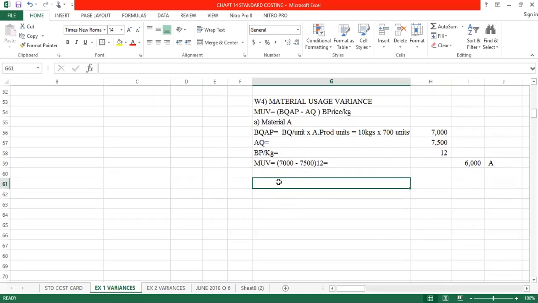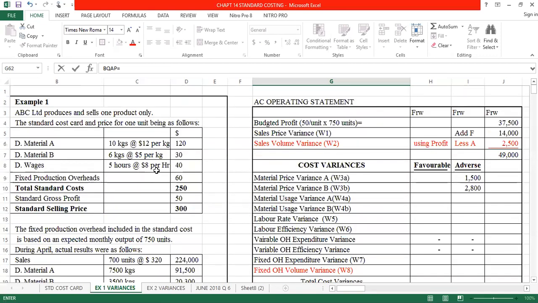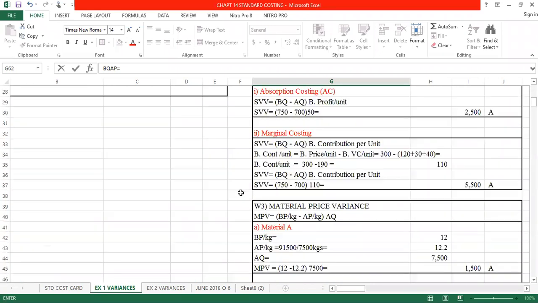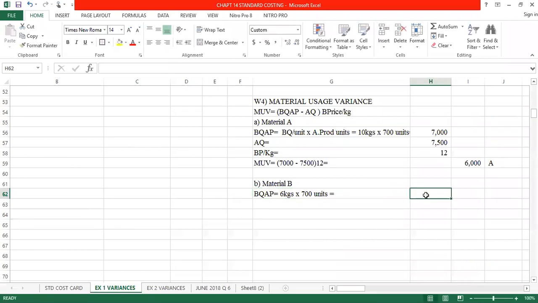material B. So let's get BQAP. The budgeted quantity for actual production will therefore be equal to, what is your budgeted quantity? 6 kgs. You can all see 6 kgs there. 6 kgs times 700 is the actual units. So what does it give you? It is equal to 6 times 700.